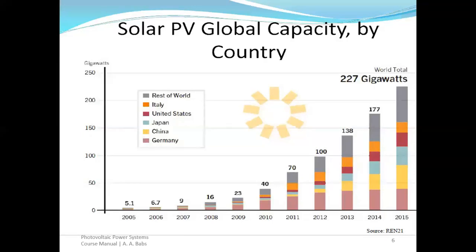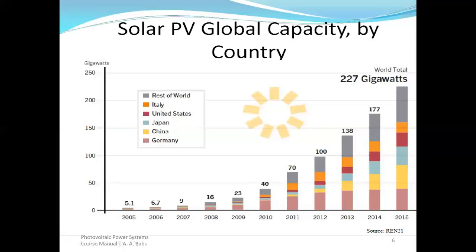You will find out that from 2005 to 2015, during this period of time, the countries that are leading in PV installation are Germany, China, Japan, United States, and Italy. Okay, in 2015, you will find out that the country with the highest installation is Germany, followed by China, right? And then followed by Japan, followed by United States of America, and followed by Italy. Okay, the same trend you will find in 2014.